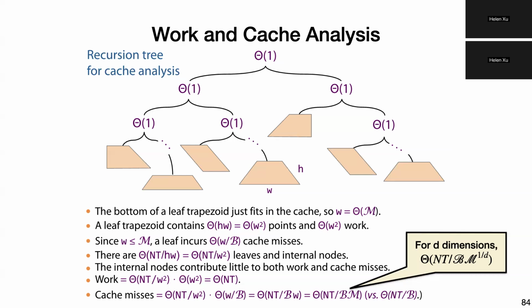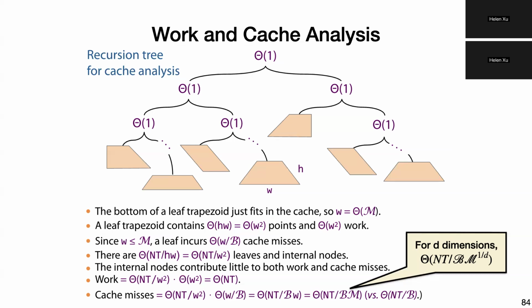So the point at which the actual memory that the subproblem takes fits in the cache is when this thing is theta m. And the number of points in there is h times w, which is theta w squared, because of the way that we did the cutting. We did the cutting both vertical and horizontal, so that h is theta w. And so theta hw is theta w squared, and it takes theta w squared work to compute theta w squared points.